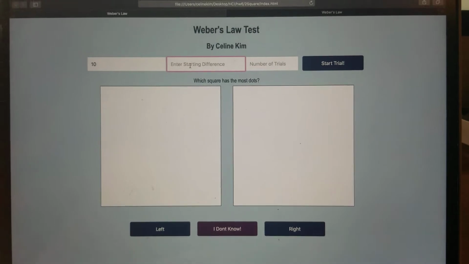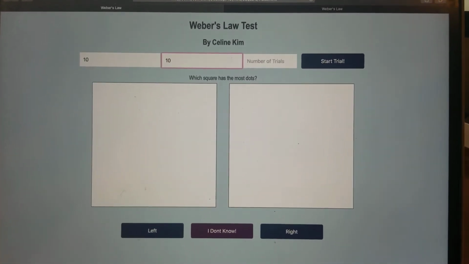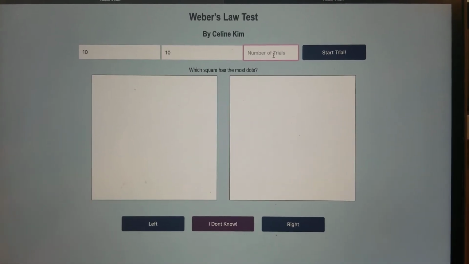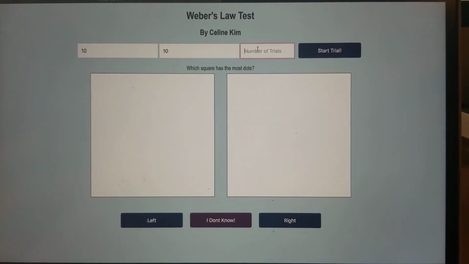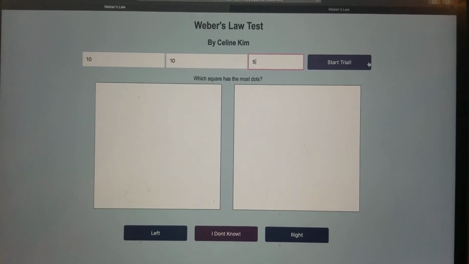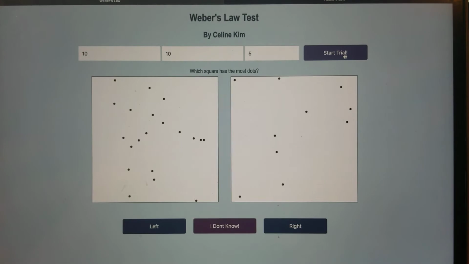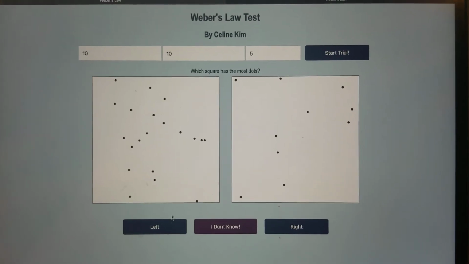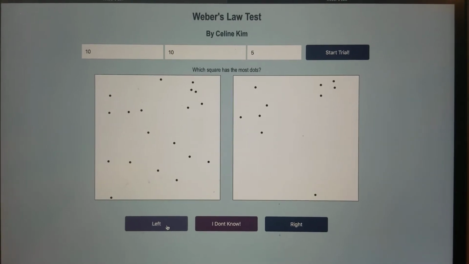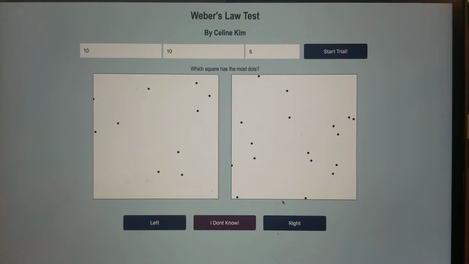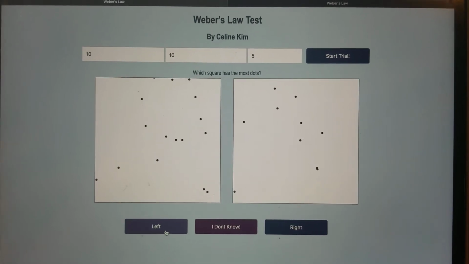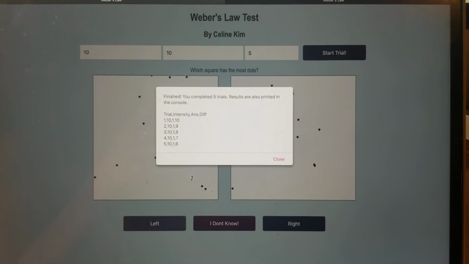But I'll put something really obvious here just to show you how this runs, and then I also determined my number of trials. So for my study, I did 60 for each type of intensity, but I'll just do 5 here for the sake of this demonstration. And I would click on the button of which one I thought had more dots, and it's randomized which one will have a higher number of dots. Right, looks like I got them all right.